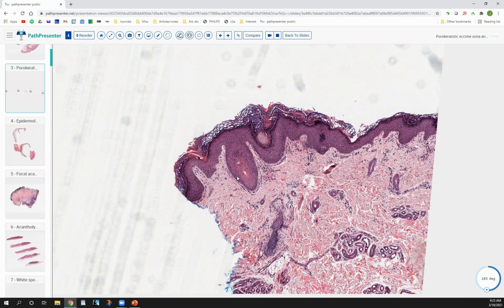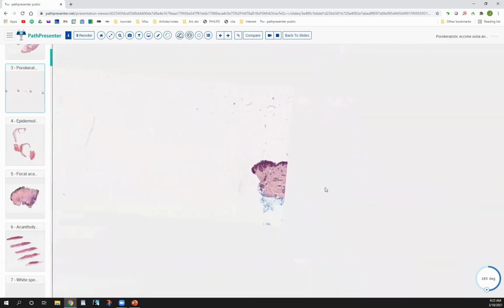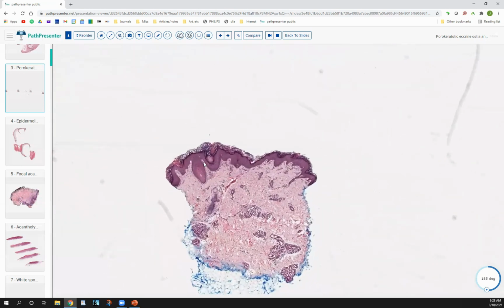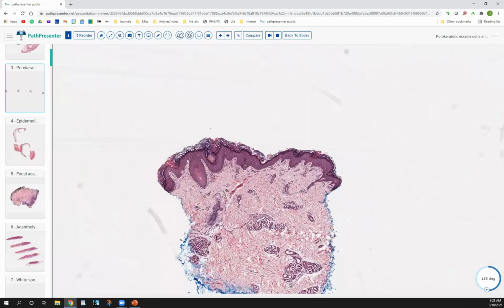And get to porokeratotic eccrine ostial dermal duct nevus. It's really an eccrine hamartoma, and as I've said a few times already, this really mimics porokeratosis. All right, we'll go on to our next one.